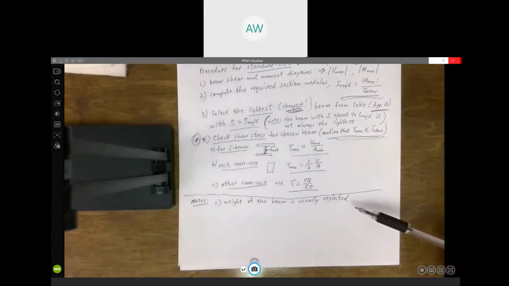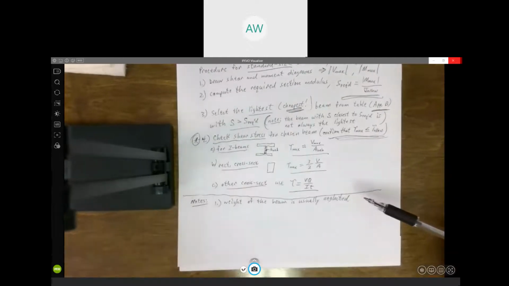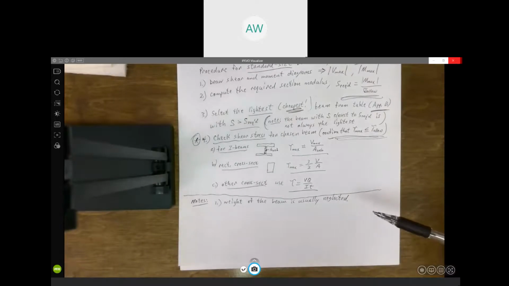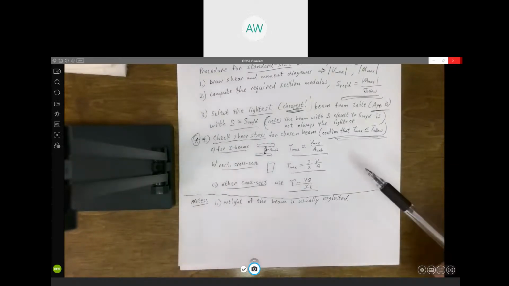The weight of the beam is not going to affect which beam is chosen. The weight of the beam itself, compared to the loads that are applied to the beam, makes a very, very small difference in what the actual stress is. In reality, yes, it does add just a little bit, but it's not going to be a big enough difference to change your choice of beam.